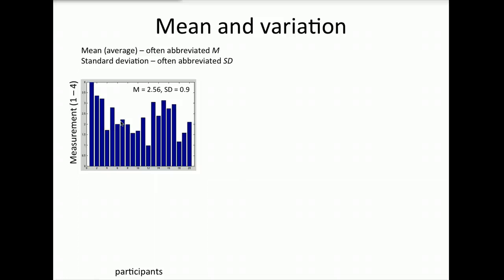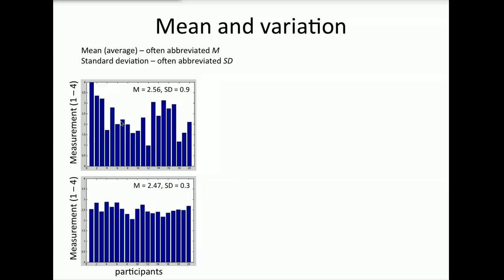Now let's compare this situation to another situation. Maybe this could be a slightly different task. Again, we have 20 participants here, and this is basically the time it takes to solve a task. And we see in this particular case that people are pretty consistent. There is not much variation here, so all of them solve the task in a time frame between 2 and 3 seconds.